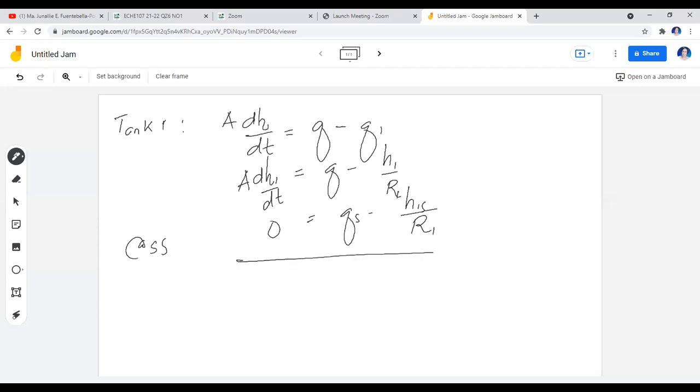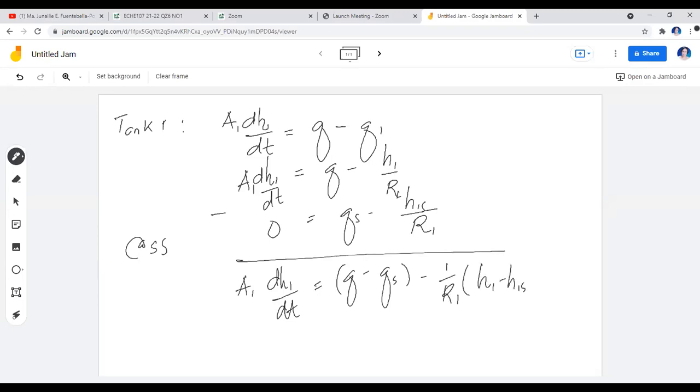And then I can do subtraction here, and I will have A, or specifically this one labeled as A1, we can do that because we're talking of tank 1. But if our system is identical, your A1 and your A2 will just be the same. So you will have now A1 dH1/dt equal to Q minus Q sub S minus 1 over R1 times H sub 1 minus H sub 1S.